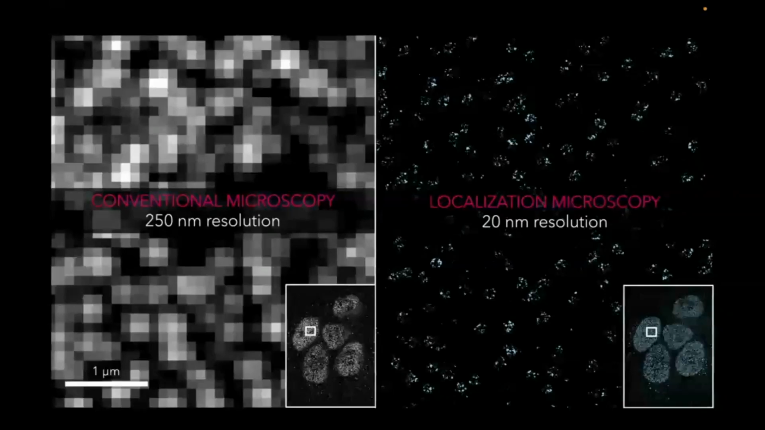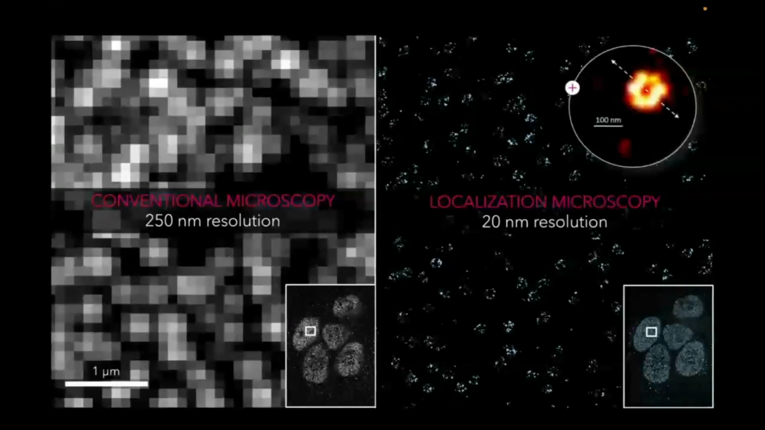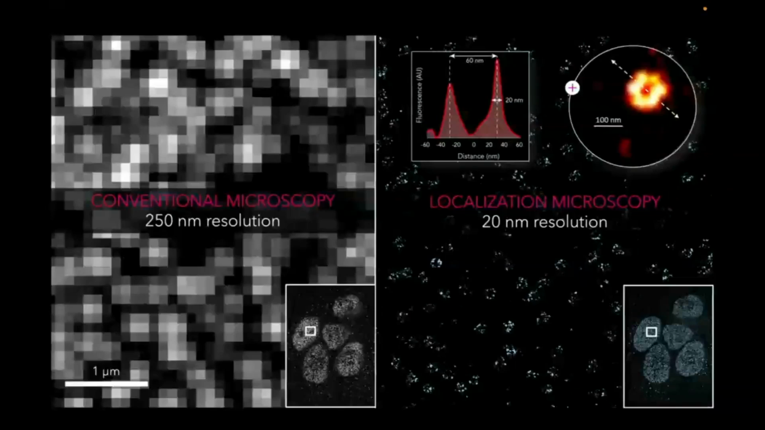And this is an example of the kind of greater insight that this can give you. This is an image of nuclear pore complexes. And obviously, you can see them in the conventional microscopy image. You can see that they're there. You can get a rough feel for their distribution, but there's literally no way to ascertain their structure. Whereas with localization microscopy, you can see their structure and you can get an approximate understanding of their size. So it is giving you an awful lot more information.